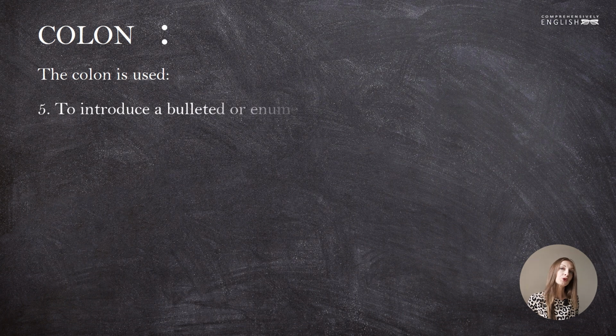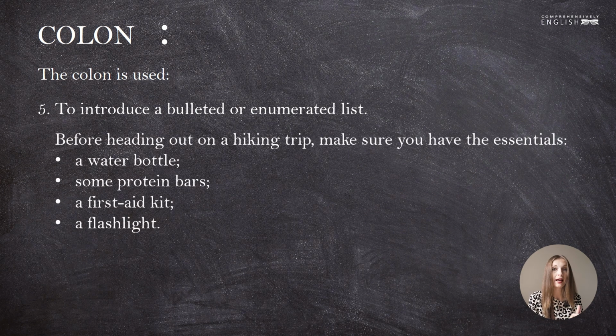Of course, we also use the colon to introduce a bulleted or enumerated list. These lists are not embedded into sentences, and this is how they ideally should look. Before heading out on a hiking trip, make sure you have the essentials: colon, and then we start our list: a water bottle; some protein bars; a first aid kit; a flashlight. Pay attention that the items on this list are separated with the help of the semicolon.